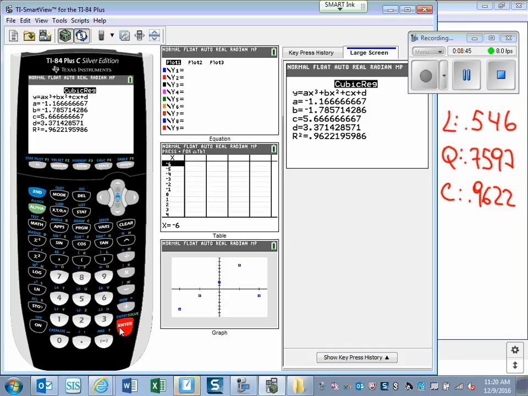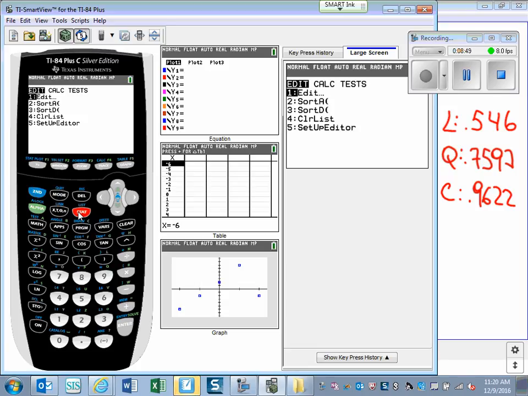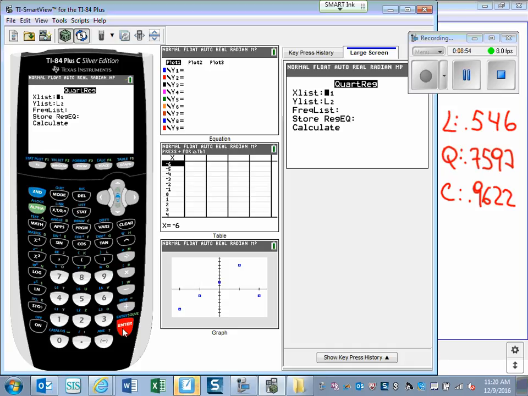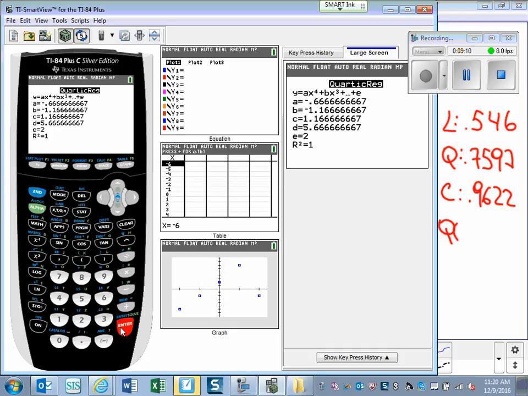Let's see if quartic will be even better. So far cubic is the best, right? So I go start, calc, and quartic is 7. Yes, r squared is 1. 1 means perfect. There is nothing better than that. If it's -1, it's also perfect. Either -1 or 1 means perfect. So quartic, x to the power of 4, r squared is 1. So that's a perfect fit.